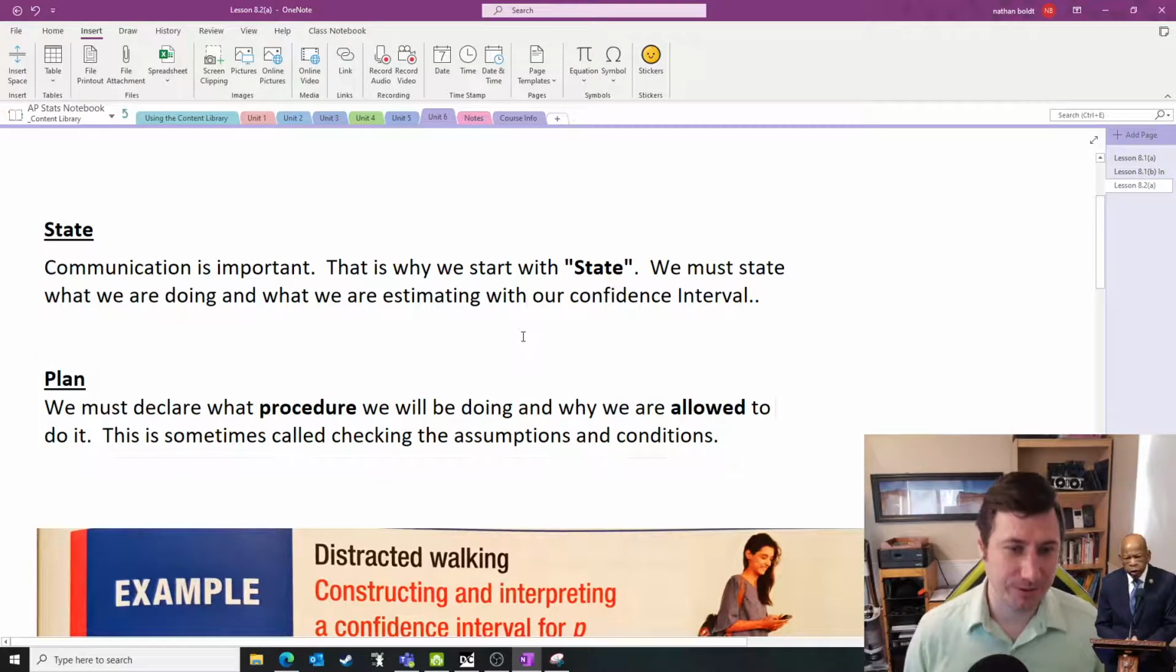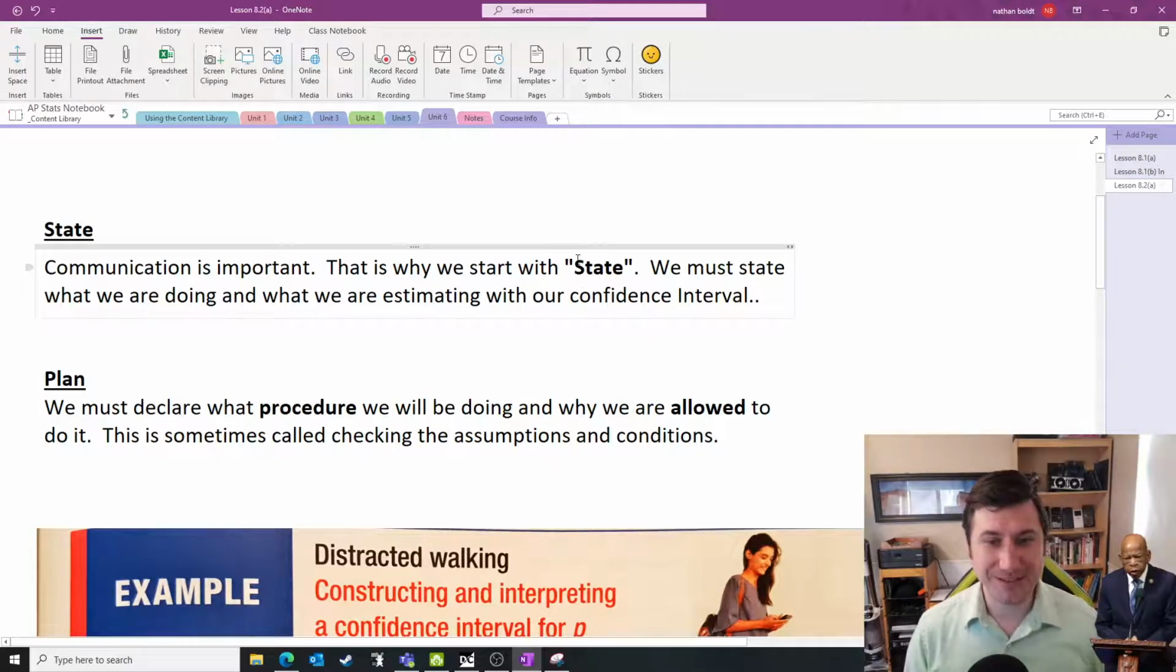So, state is the first part. Communication is important. That is why we start with the state. No, not like the state of California. State means saying a statement. We must state what we are doing and what we are estimating with our confidence interval. This is mostly just context. We're saying the context of what we will be doing.